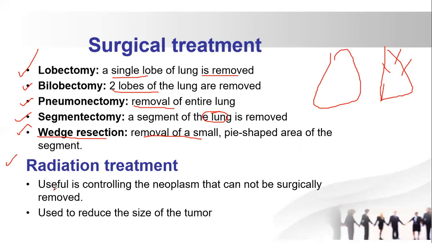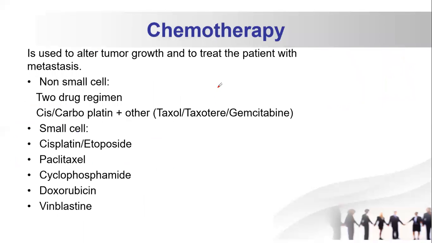And the radiation therapy we can use for controlling the neoplasm that can't be surgically removed. So then we perform the radiation therapy. It is actually used to reduce the size of the tumor. So this is the radiation treatment, and different procedures are done for lung cancer through the radiation therapy. Then the chemotherapy, it is used to alter the tumor growth rate, and to treat the patient with distant metastasis, where the cancer in the lung spreads even to other parts of the body as well.